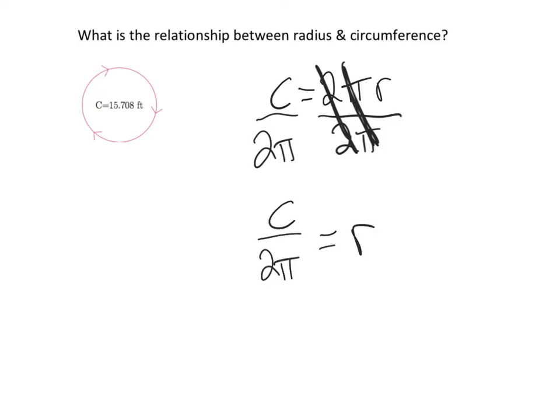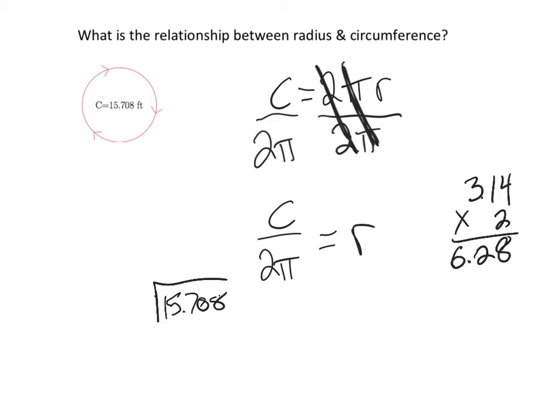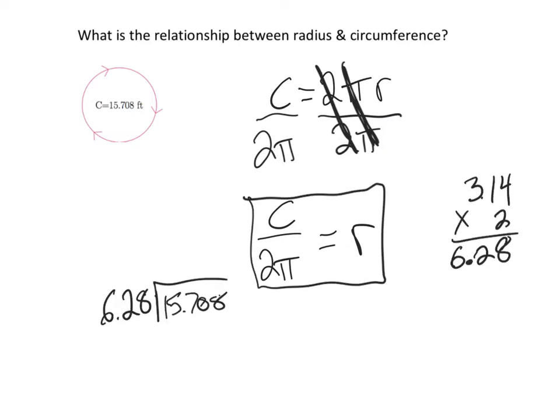Now again, in 7th grade, this is as far as you should have to go. But if for some reason you wanted to figure out the actual thing, you could put the circumference, which in this problem is 15.708, and you divide it by 2 pi, which is 3.14 times 2, 6.28. Now, I'm not going to finish this out because this is 7th grade math. We shouldn't have to go this far. The main thing you need to know is circumference divided by 2 pi equals radius.